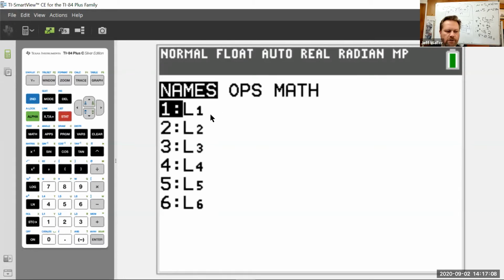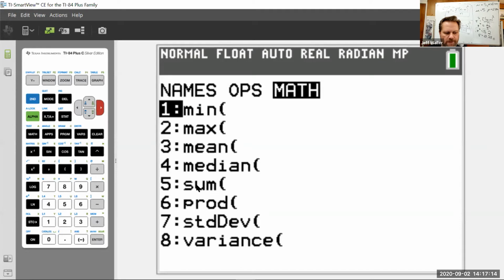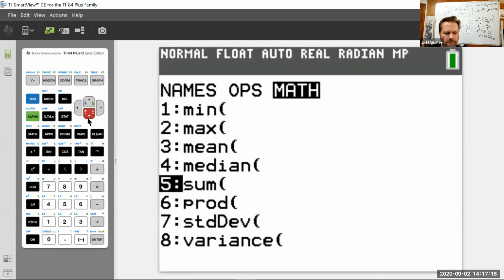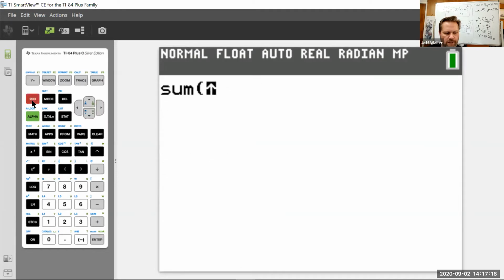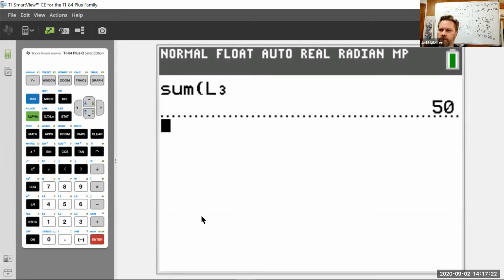So what do I want to do to list 3? I want to sum it up. So I want to do math to list 3. I want to sum list 3. So if I go sum list 3, 50. Do you have to do it that way? No. Is it smart to do it that way? Yes.